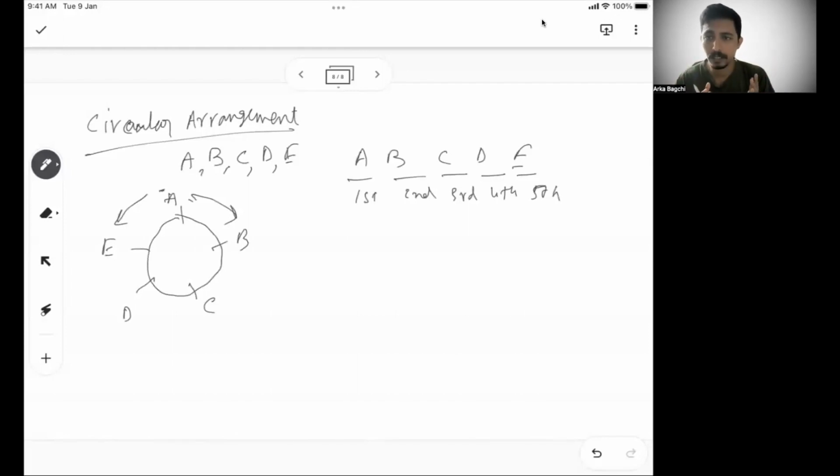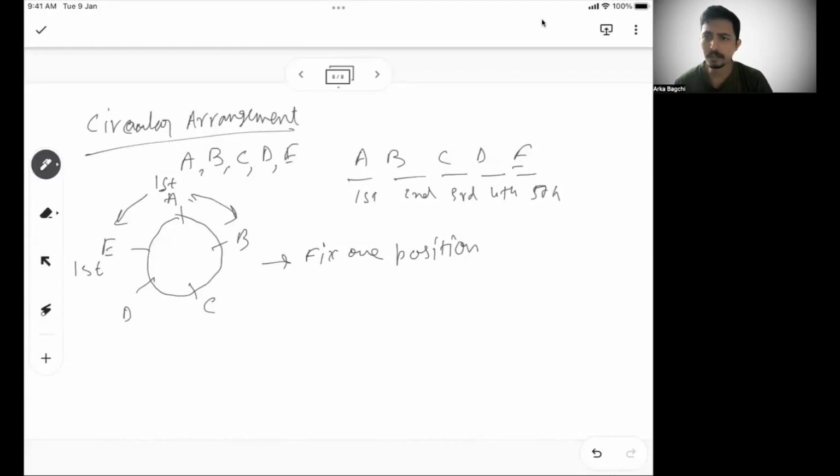So when something is in a circle, you can't assign a fixed position. You can assign a position to everything. For some time, if I start looking from A, A is the first position. If I look from E, E is the first position. It does not matter. It matters how you are seeing this. So it's not a straight line where it is fixed first, second, third, fourth, fifth. So what we have to do when it's a circular arrangement is we have to fix one position.